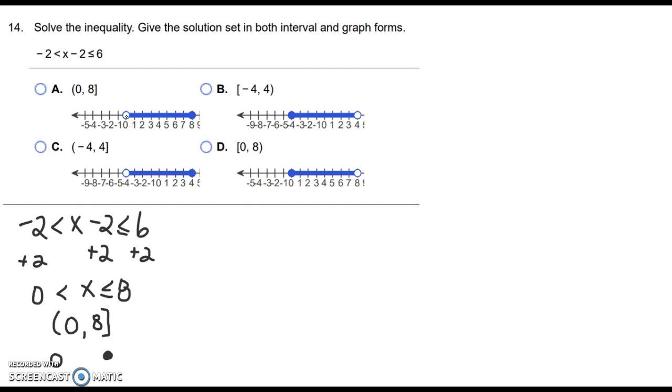And I don't think that's a good picture. You can see the 0 here with the open circle, and the 8, that kind of looks like a 10, but I think that's a negative 1. And then an 8.